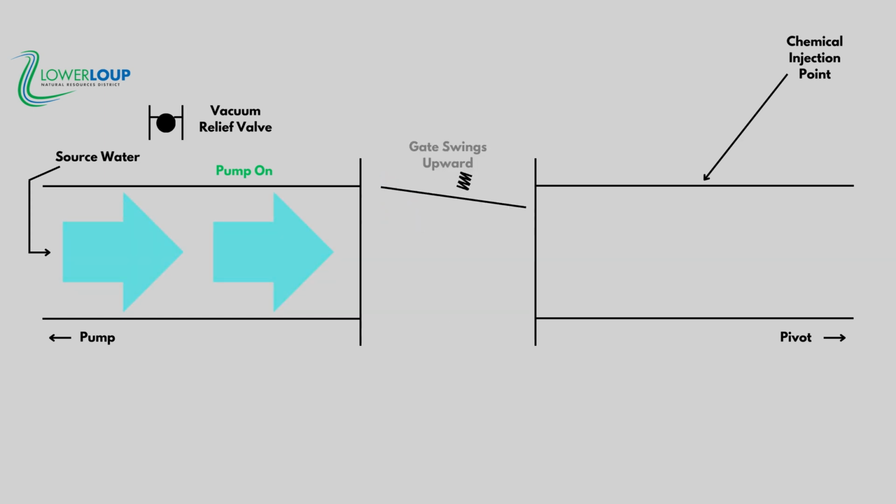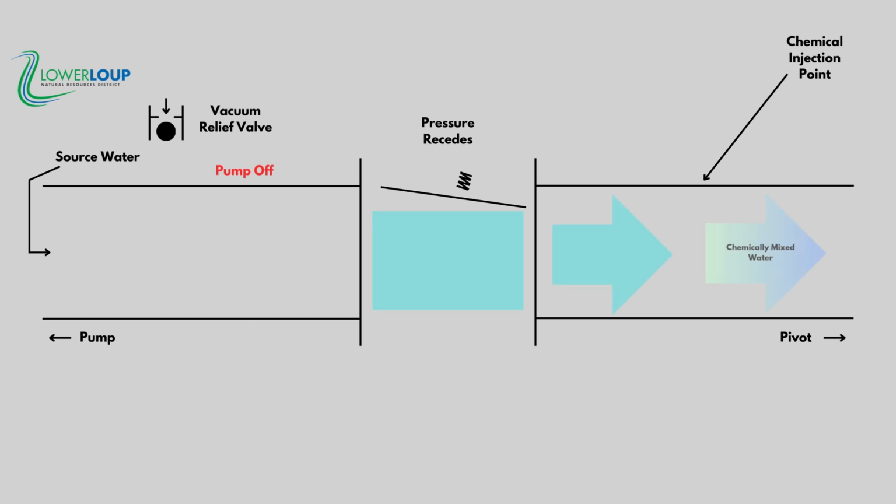Once the pressure has surmounted the spring tension, the check valve gate will swing upward and allow water to flow into the irrigation system. The source water will be mixed with the chemicals to be applied at the chemical injection point. The irrigation system is now operating, and chemically mixed water can now be distributed via the irrigation system onto a crop. Chemigation can occur through a gravity system, pivot, or subsurface drip, though center pivot is by far the most common irrigation system.